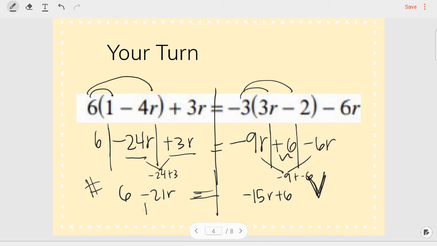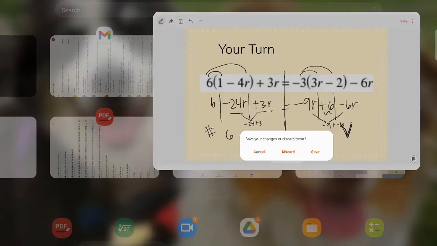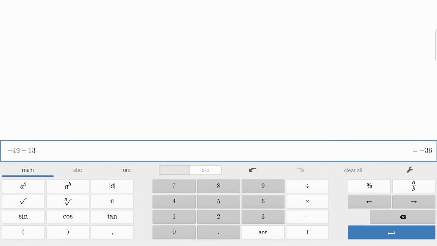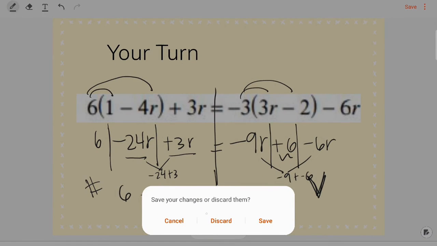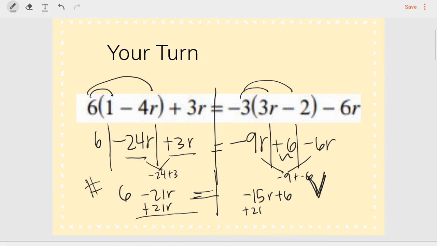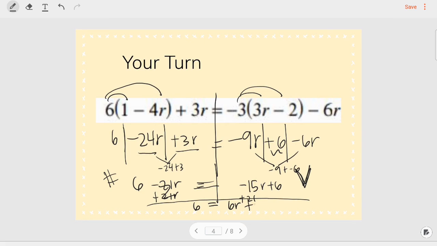If this is my number side, I'm going to get rid of negative 21 by adding 21. Negative 15 plus 21 is 6. So what do I have left over? I have 6. That zeroes out, equals 6r plus 6. Lots of 6's.